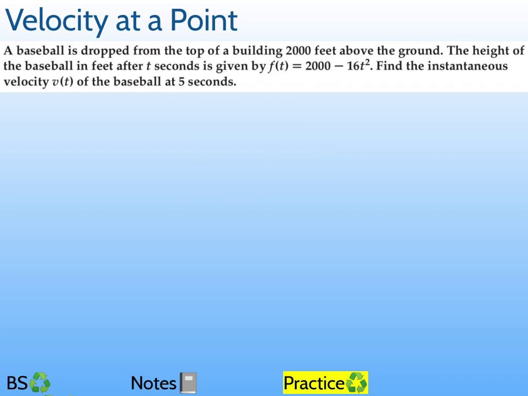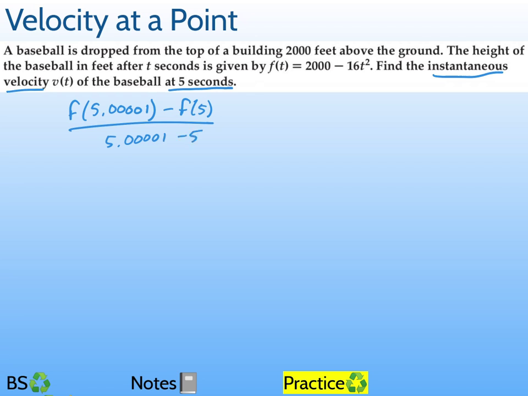So this problem now is looking for the instantaneous velocity at exactly 5 seconds. In order to do this, I'm going to pick numbers that are really, really close to 5. For example, f of 5.00001 minus f of 5, and that will, of course, be over 5.00001 minus 5. Now let's plug them in and see what we get.